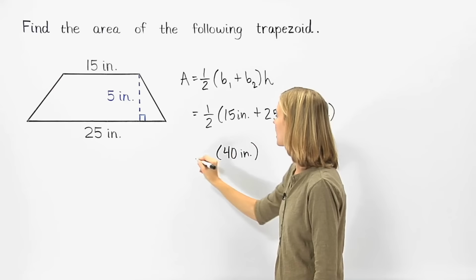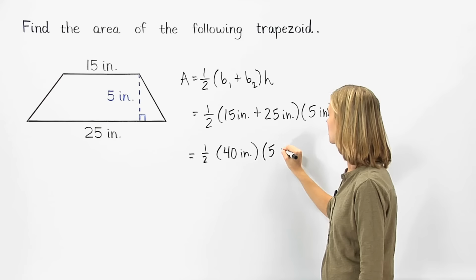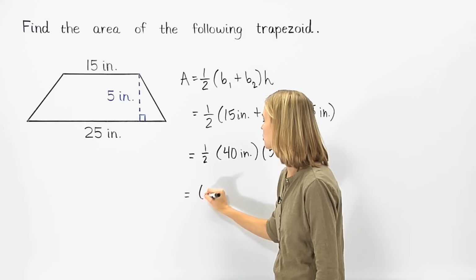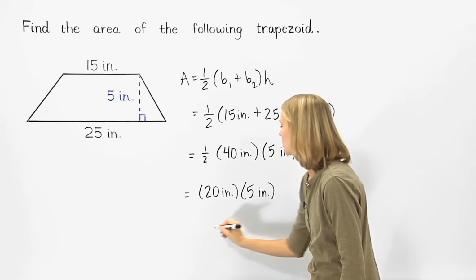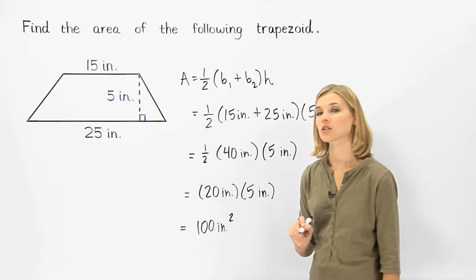And we have 1/2 times 40 inches times 5 inches. 1/2 times 40 inches is 20 inches. And we have 20 inches times 5 inches, which is 100 inches squared. So the area of the trapezoid shown is 100 square inches.